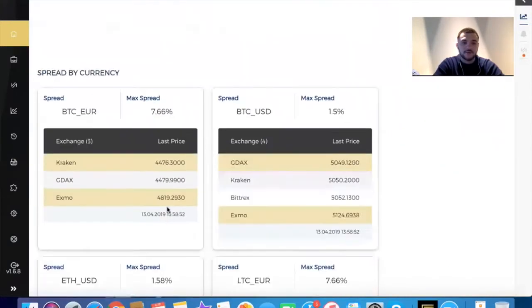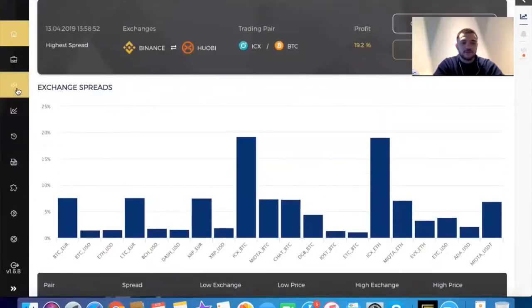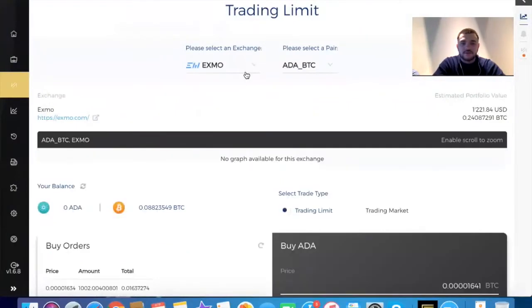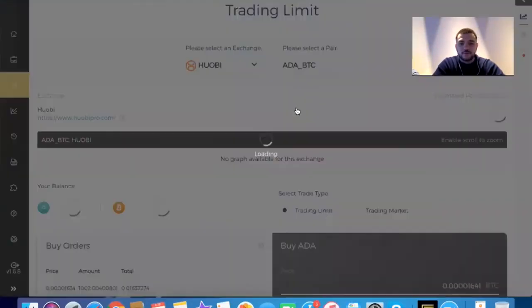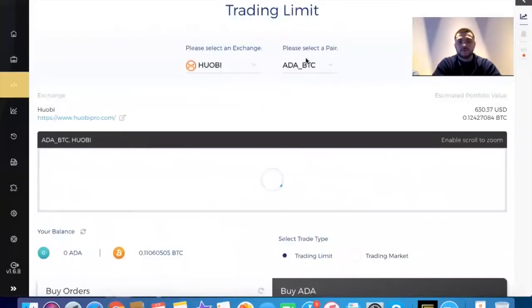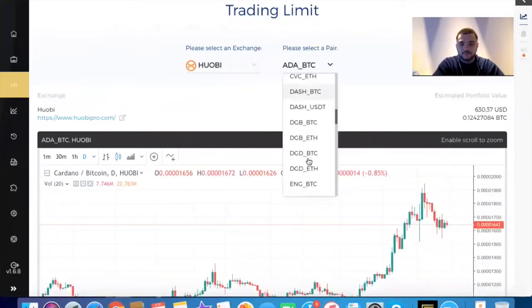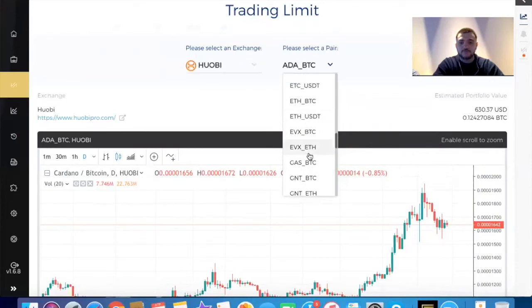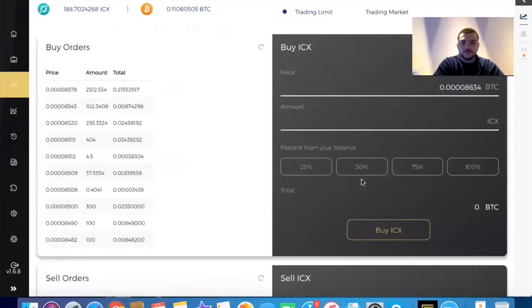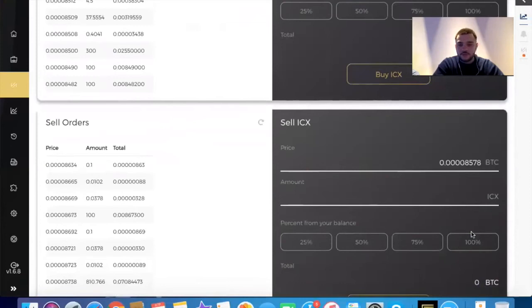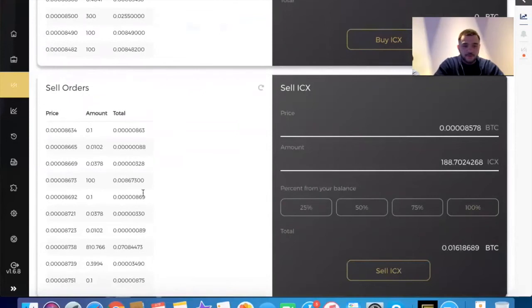Now, in order to earn, go to the trading section. Here we choose the exchange Huobi. On the Huobi exchange, we sell the coin, choose a pair. Here we sell. We need to sell 100% of the coin.